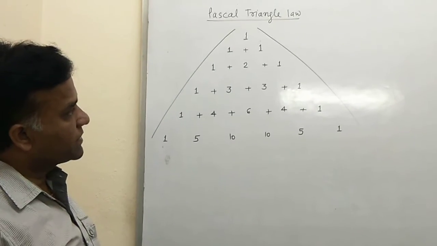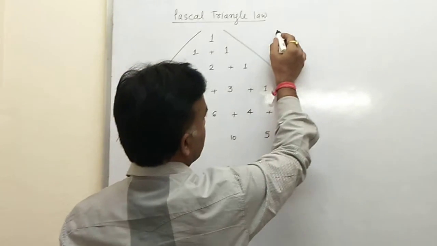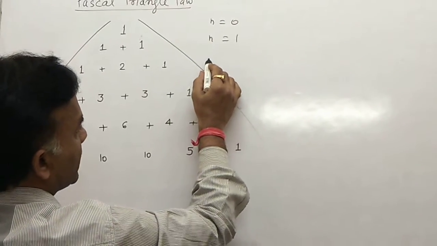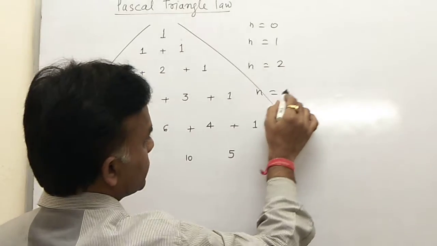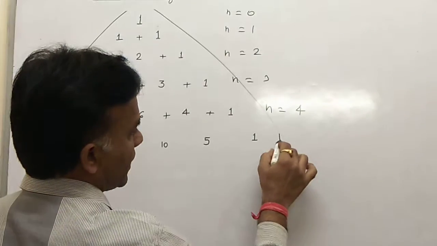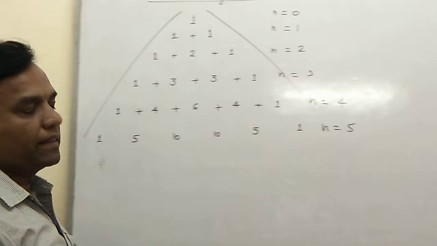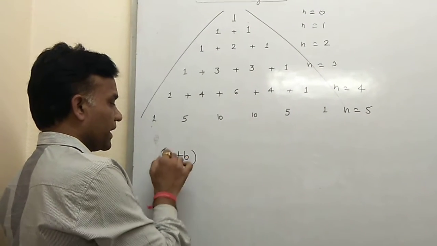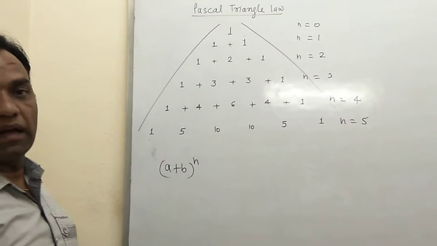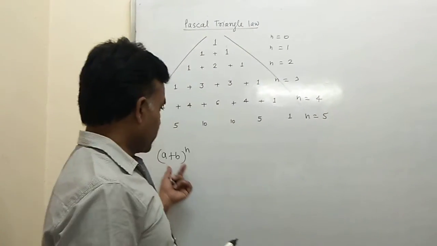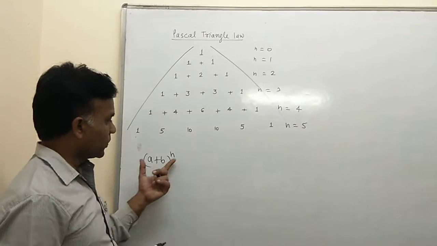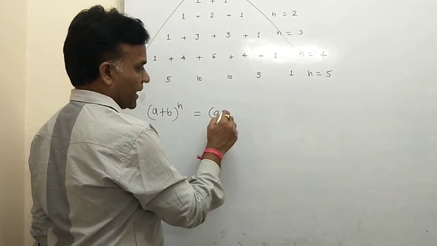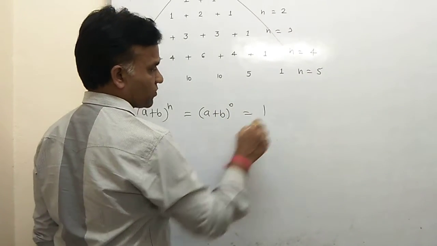Basically these are all steps having the exponent. Here you consider n equal to 0, n equal to 1, n equal to 2, n equal to 3, n equal to 4, and n equal to 5. What do you mean by n? Basically they are related with (a plus b) whole to the power n, because this Pascal triangle law depends on the binomial only. There are two terms and the whole is raised to the power n, but the power is 0, so that is 1.